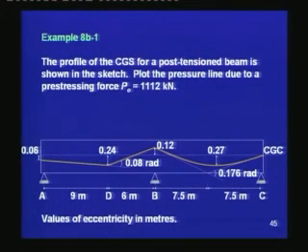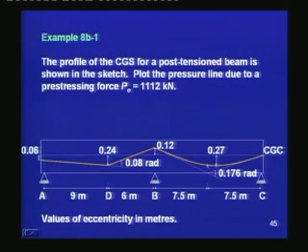Let us understand the development of the pressure line by an example. The profile of the CGS for a post-tension beam is shown in the sketch. Plot the pressure line due to a prestressing force PE equal to 1112 kilonewtons.